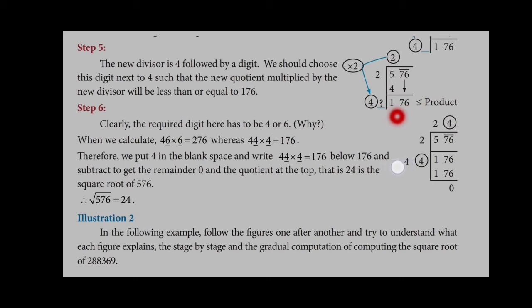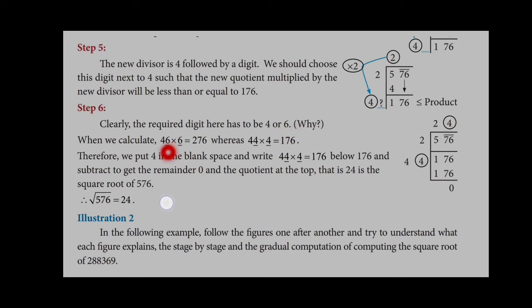4 fours are 16 will come, 6 sixes are 36 will come on the right corner of the number. So 6 sixes are 36, the last digit is 6, then 4 fours are 16. Other numbers it will not come. If you take 5 fives are 25, the last digit is 5. 9 nines are 81, the last digit is 1. So the last digit should come as 6. So that's why they have given 4 or 6.